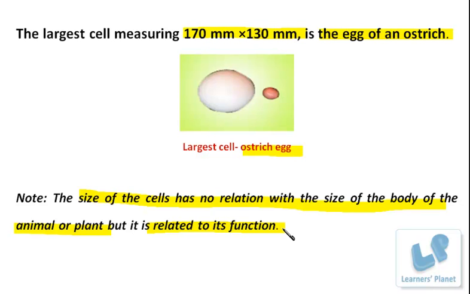Next, if size is related to function, the point should be very clear. I gave you one example, sperms and the nerve cell, and I clearly explained the significance of that particular size in that cell in different organisms. Fine. So this is how you can observe the variations among different types of organisms, as well as variations in different types of cells.